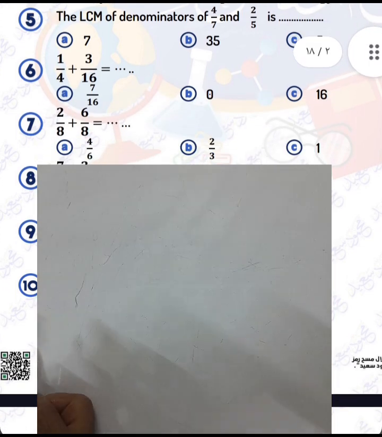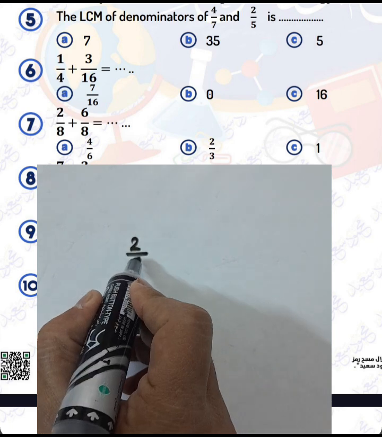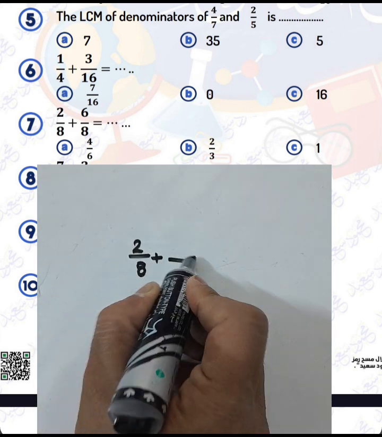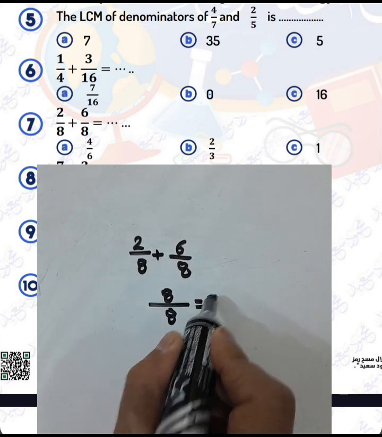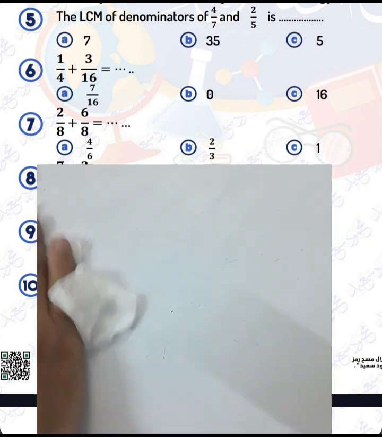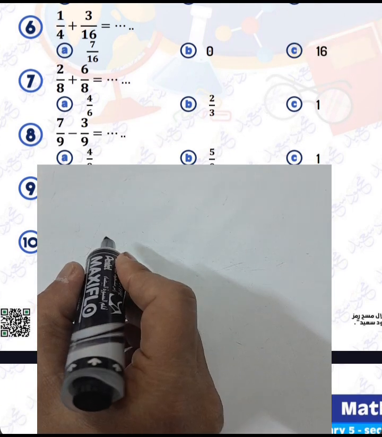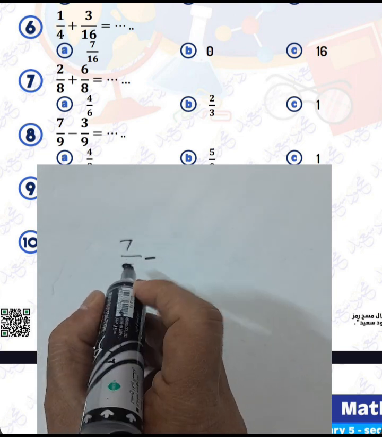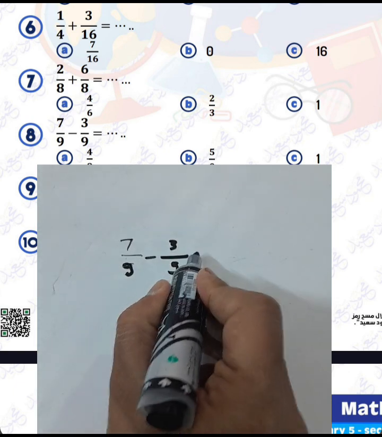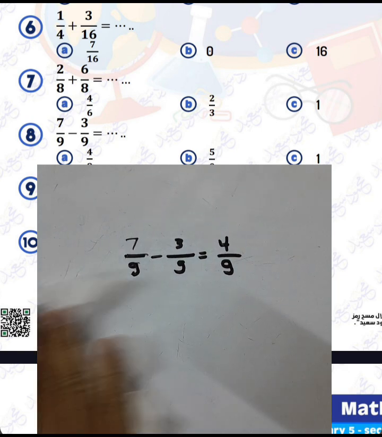Question number 7. 2 over 8 plus 6 over 8. We have like denominators. 6 plus 2 equals 8. Then 8 over 8 will be 1. Question number 8. 7 over 9 subtract 3 over 9. We can write 9 in the denominator. 7 minus 3 will be 4. Then the result will be 4 over 9.